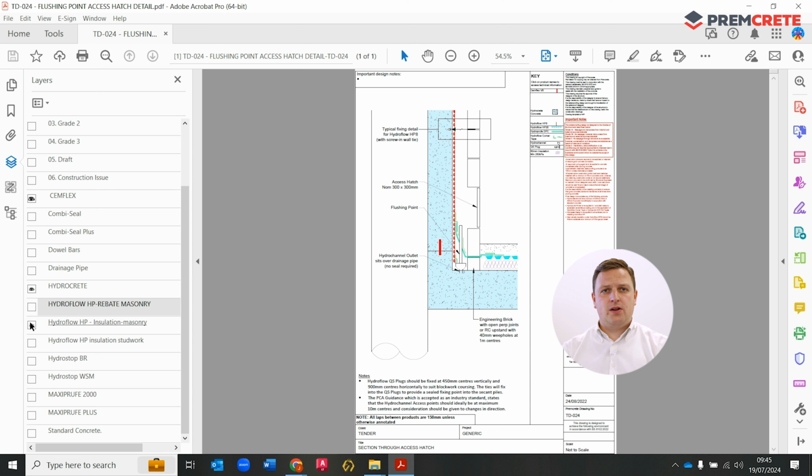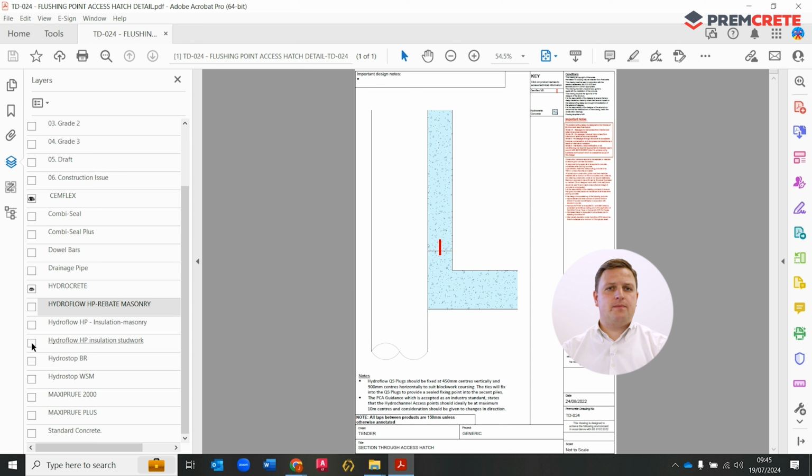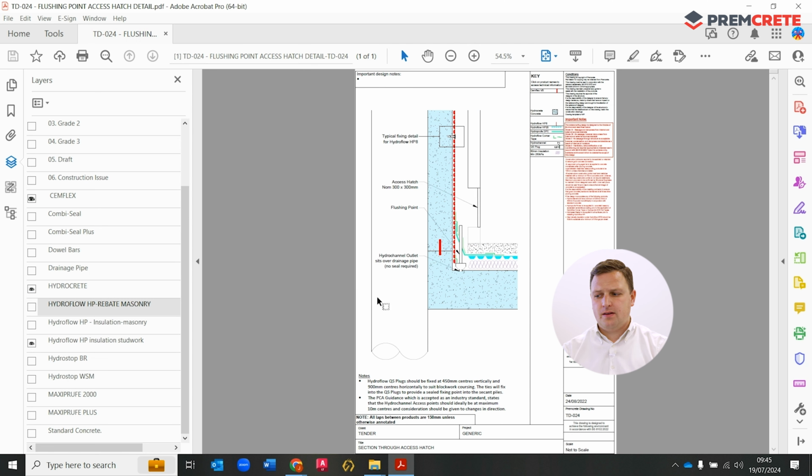Now we're just going to take a quick look at the final scenario where stud work is used instead of perimeter masonry block work. In this instance, you can see that the screed is installed directly above the Hydroflow HP20 and the stud work then commences immediately up from the screed level. Again, access hatches, flushing points, etc. can be incorporated within the stud work, maybe more easily than you could within a masonry blockwork wall.